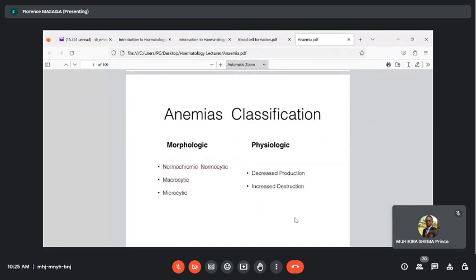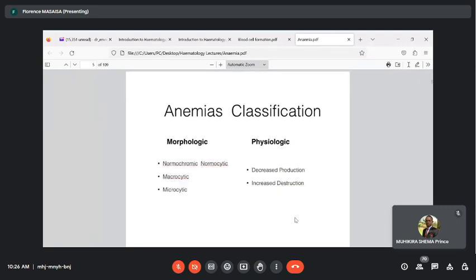Normocytic anemia means that the cells have a normal MCV. The size is normal. Macrocytic means increased size, increased MCV. Microcytic means decreased size, decreased MCV. Then the pathophysiology may be either decreased production or increased destruction. So most anemias are due to either decreased production or increased destruction.